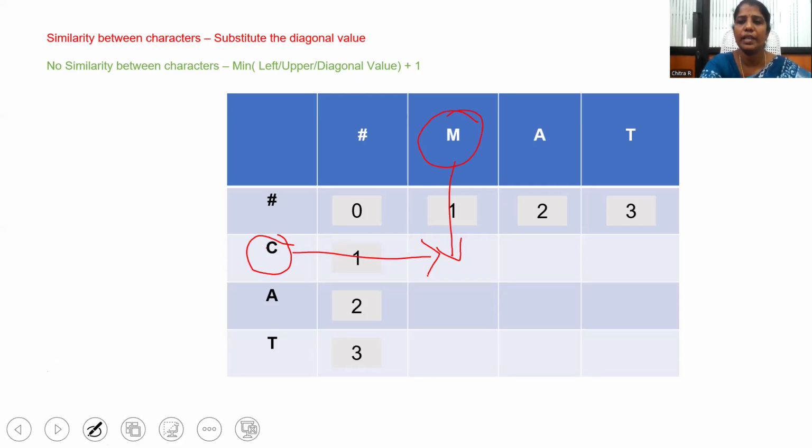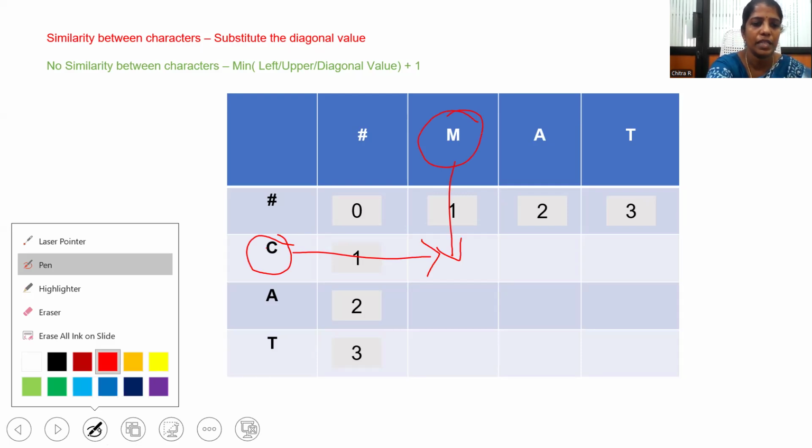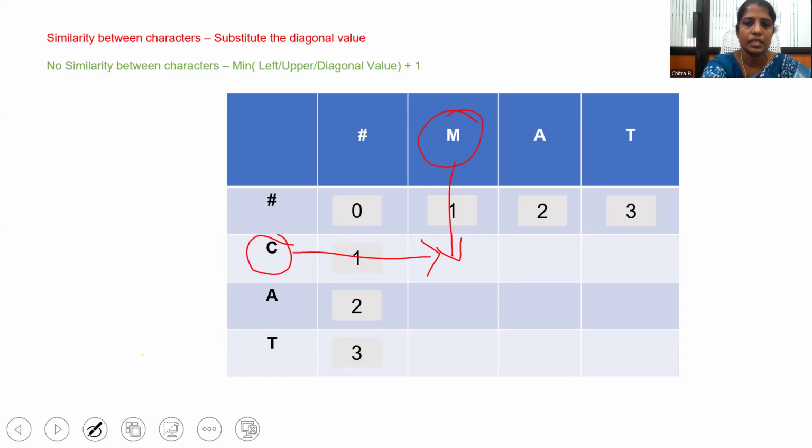To fill this one, find whether these two are different. The main objective is to find the similarity. Find, is there any difference between the strings? M and C are different. If both symbols are different, consider the upper value, left value, and the diagonal value. That is the row value, column value, as well as the diagonal value. These are called the insert value, delete value, and substitute value. Find these three values. Among these three values, take the minimum value. Hence it's called the minimum edit distance.